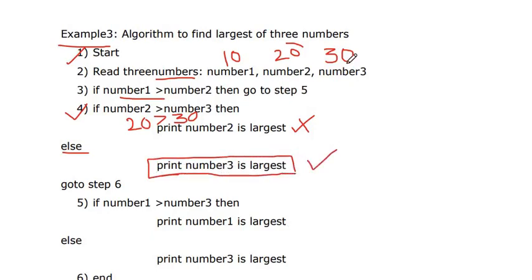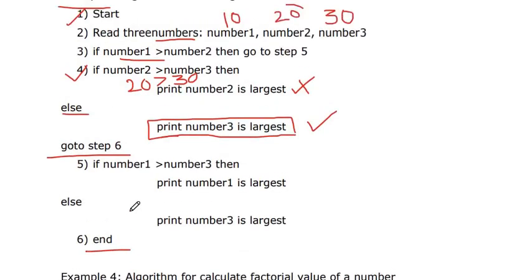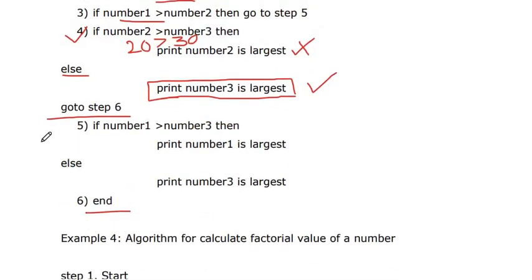What is the number 3? Number 3 is 30. 30 is the largest number among 10, 20 and 30. Now then go to step 6. What is step 6? Step 6 is end, means the algorithm is stopped. Execution of the algorithm is stopped. Means here we have skipped step 5.